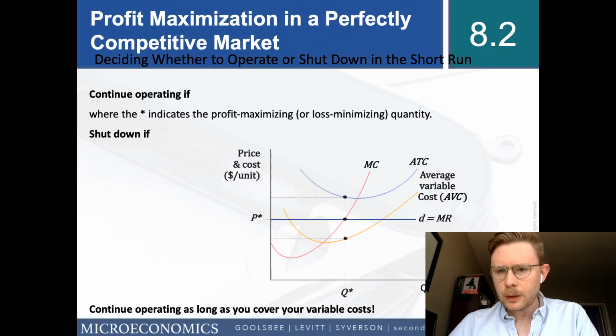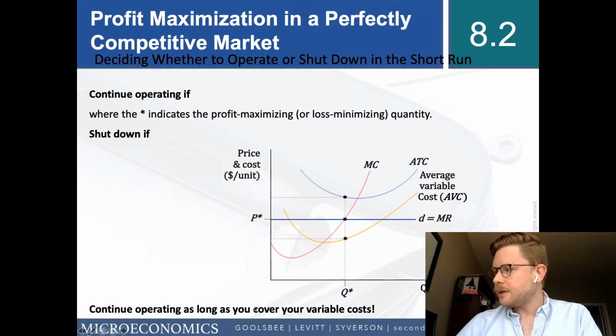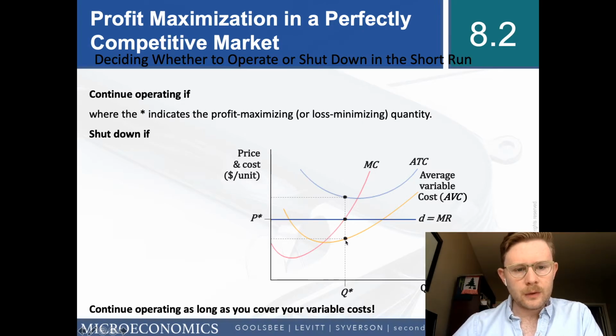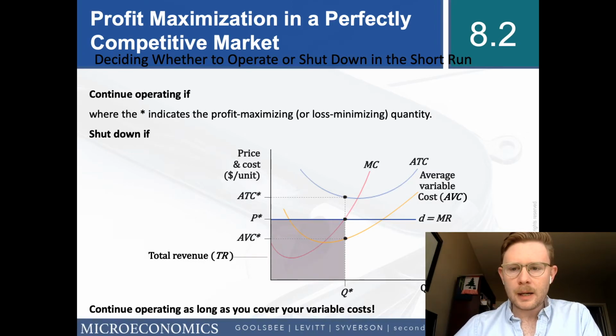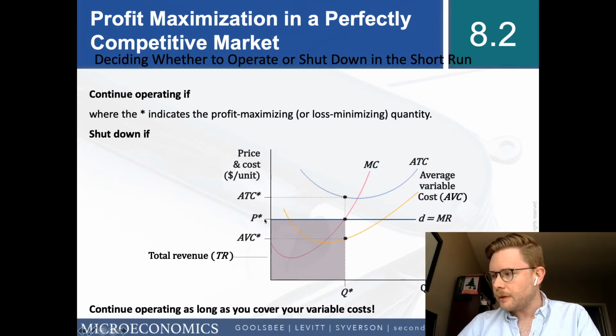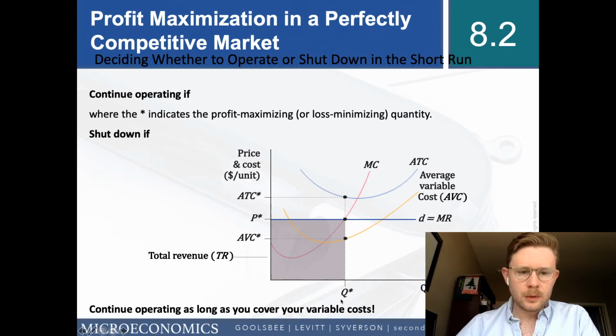We have our nice equilibrium point, where marginal cost equals marginal revenue right here. And then we have this point where the quantity meets the average total cost, and this point where the quantity meets the average variable cost. This box here is the total revenue box. You can tell it's a total revenue box because it ends up just being the equilibrium price times the equilibrium quantity. As always, total revenue is always equal to price times quantity.